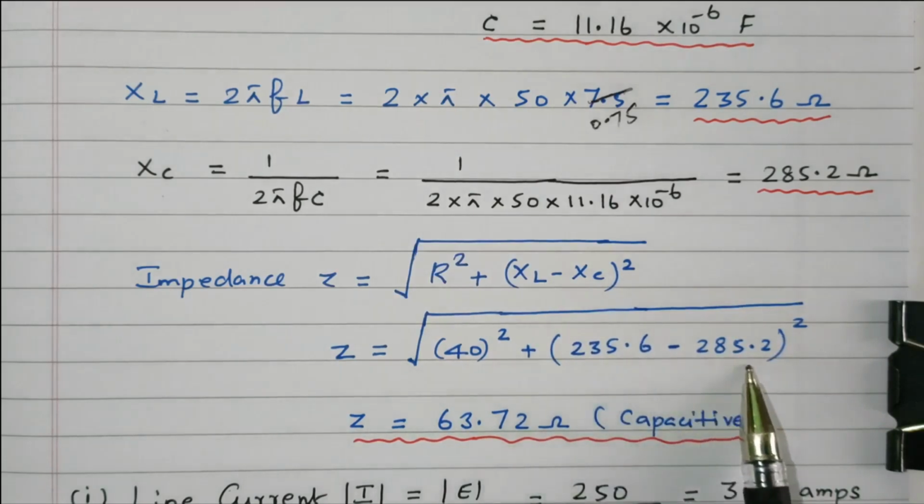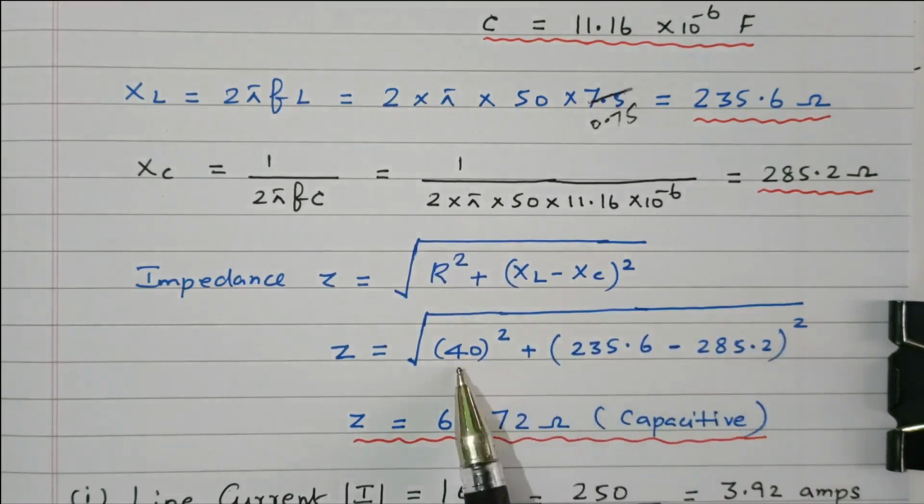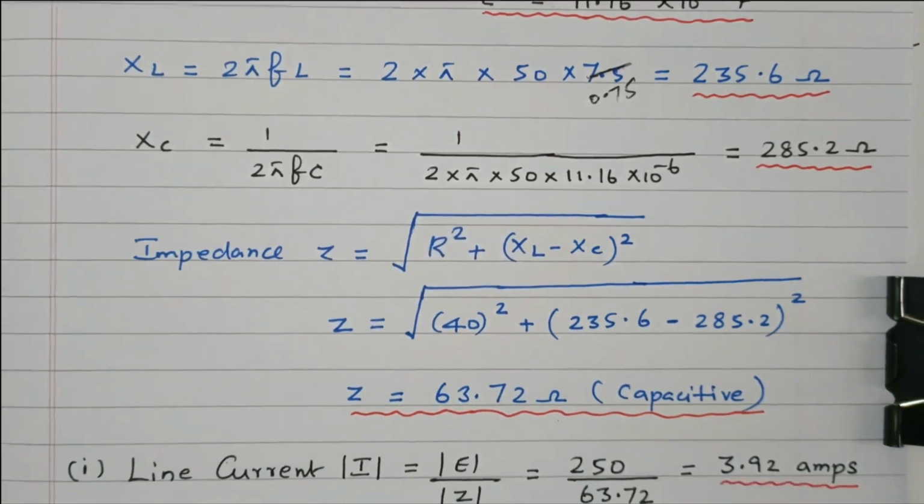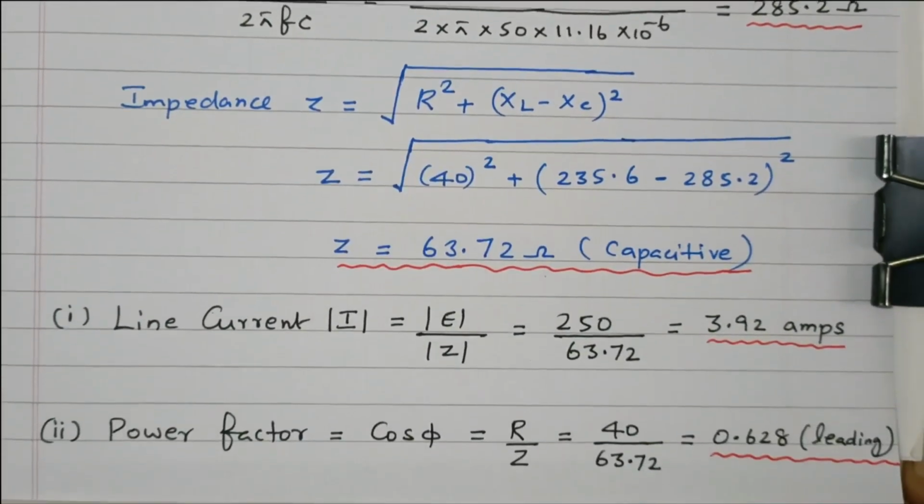235.6 minus 285.2, the whole square. So while simplifying we got 63.72 ohm capacitive. It is capacitive because of this value. So the impedance value we calculated: from the resonant frequency, first we calculated the capacitor value, then XL, XC, finally impedance. From this value we can find the required data one by one.